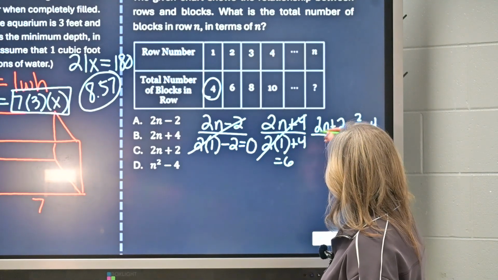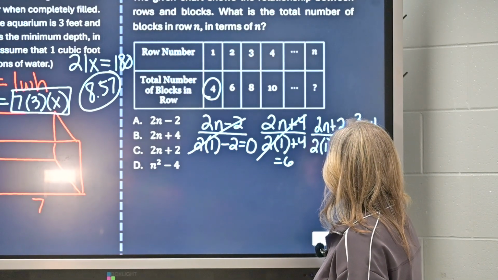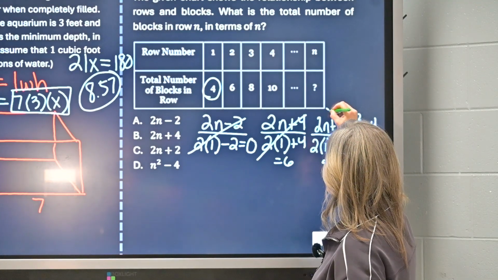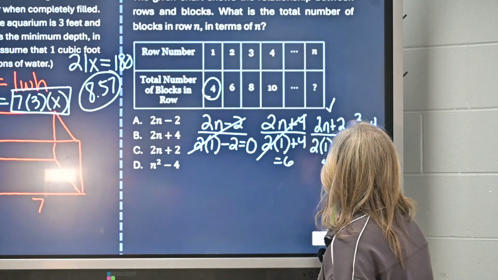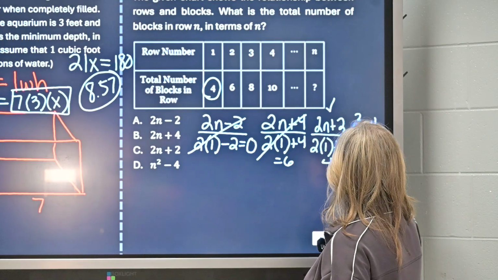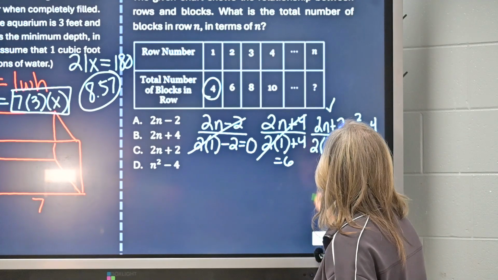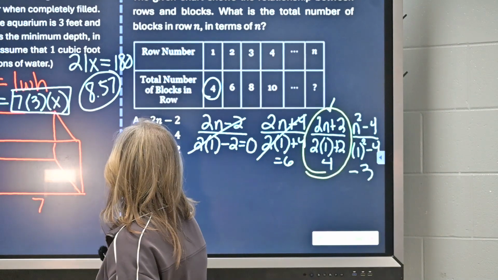Now we're gonna try this one. So this is 2 times 1 plus 2. 2 times 1 is 2, plus 2 is 4, so this one works. Let's double check and make sure that the last one doesn't work, okay? So 1 squared is 1 minus 4 is -3. So our correct answer is 2n plus 2.